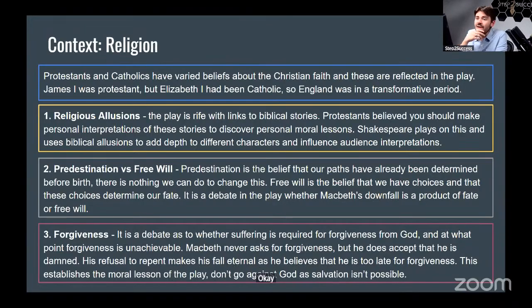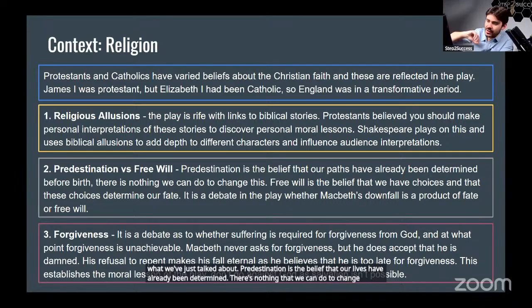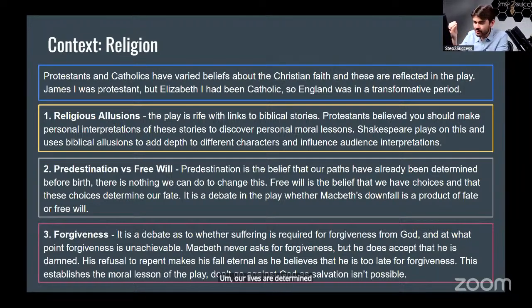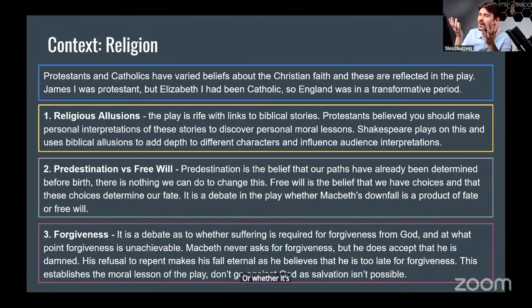Okay, he also emphasizes the idea of predestination versus free will. So what we've just talked about. Predestination is the belief that our lives have already been determined. There's nothing that we can do to change the trajectory of our lives. Our lives are determined before birth. However, free will is the idea that we have choice, that actually we can determine our own fate. And that debate is created, as we've just talked about in Macbeth, between whether the witches are the cause or whether it's Macbeth's own ambition.